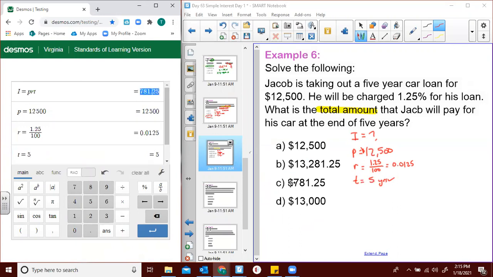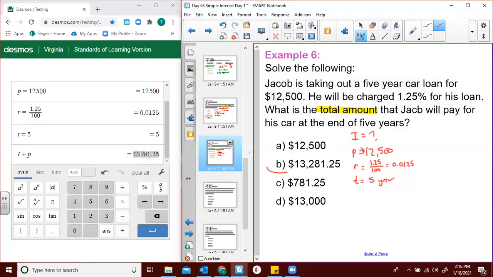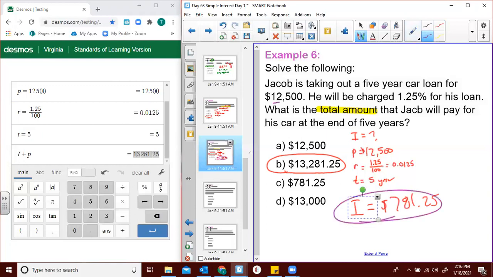So you might make this mistake, but oh, answer C. It's not C. Remember, we have to read. I've already made that mistake once. What is the total amount Jacob's going to have to pay back? And that's going to be $13,281.25. So that's going to be our principal plus our interest, right? Because our interest equaled $781.25. And that's actually going to be our interest and our principal added together to give us B.